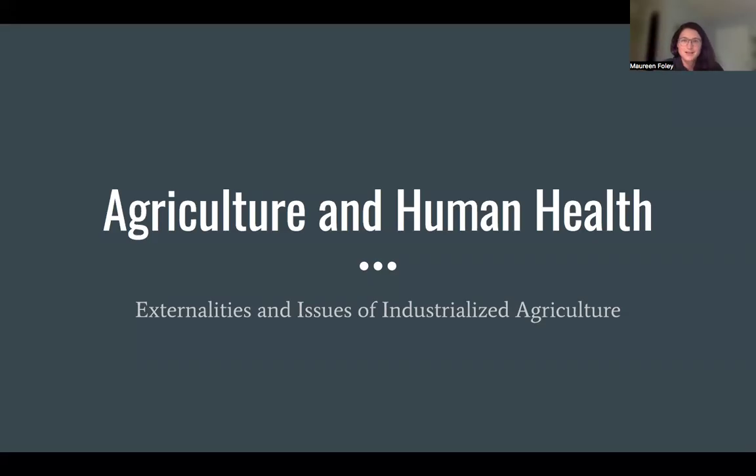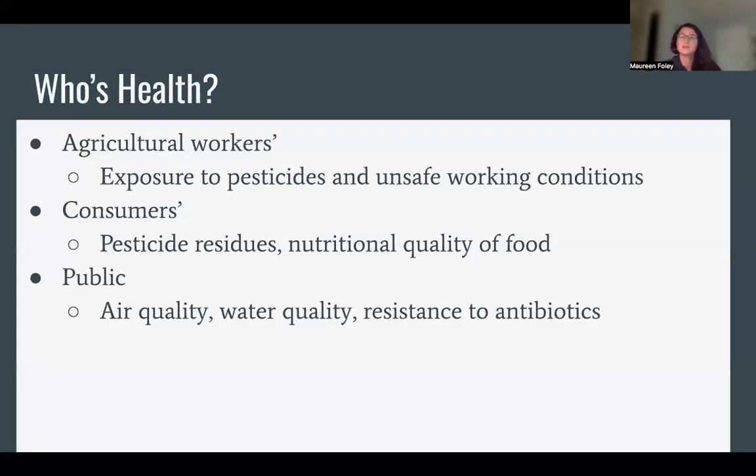So yeah, let's get into this human health component. So whose health are we talking about? Well, obviously we're talking about agricultural workers' health, right? We probably realize that agricultural workers have very high rates of exposure to pesticides and often unsafe working conditions.